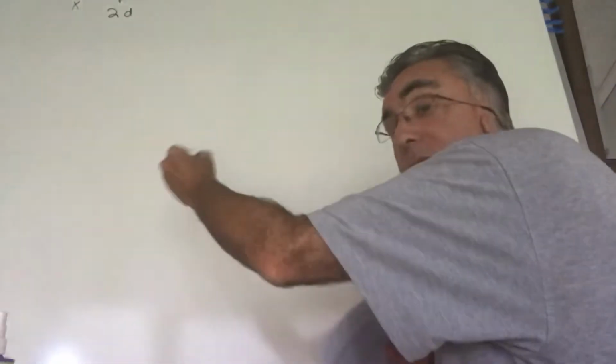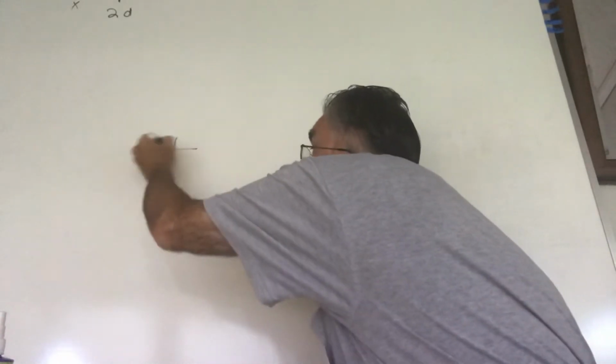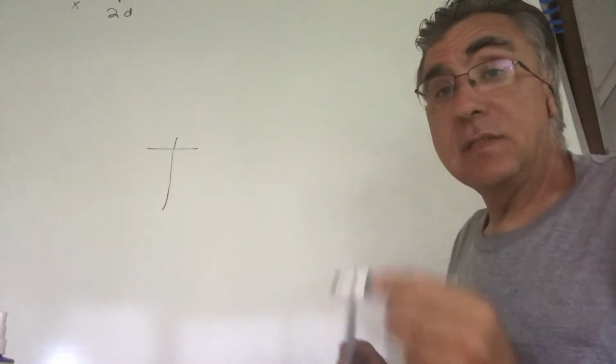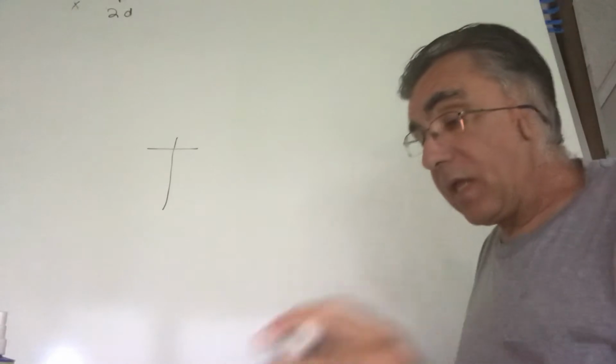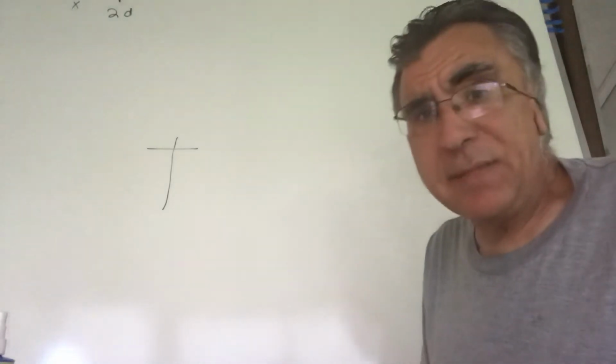Okay, 2D. 2D is absolute max and min. We know that for absolute max and min we need endpoints and critical numbers. And again, a big idea that keeps coming up.